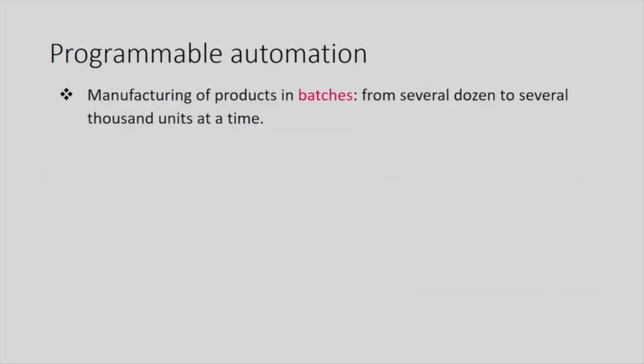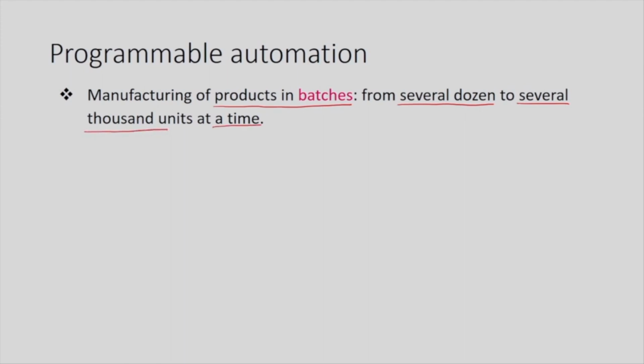Well, the same concepts are written in the form of text which is in front of you. So the programmable automation in general is carried out to cater to the products which are to be manufactured in batches. The batches may have a number of products, maybe several dozens to several thousand units at a time.